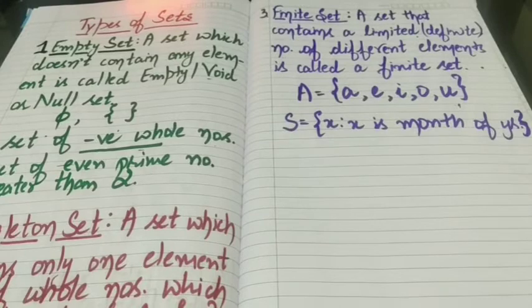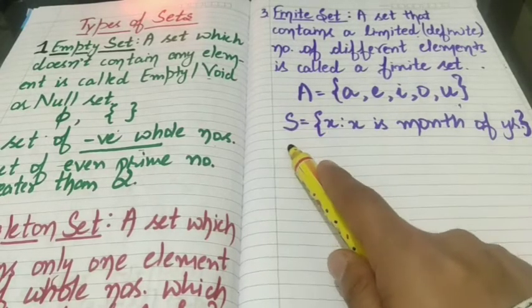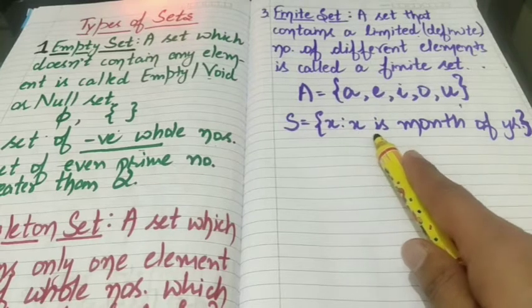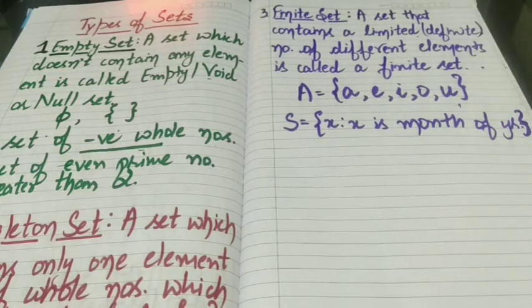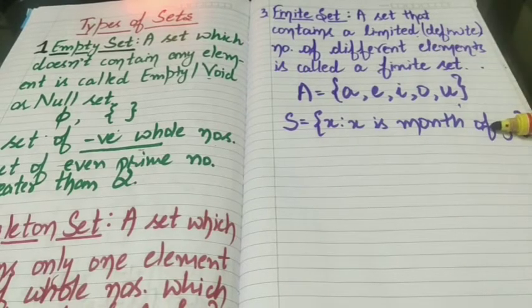Let us take one more example for finite sets. Let S be the set such that x is a month of the year. We know that in a year 12 months are there. The number of months in a year is 12, which is finite or which is definite. Since the number of months in a year is limited, that's why this is also an example of a finite set. We may have some more examples of finite set, like prime numbers less than 20. We know that again we have a limited number of prime numbers less than 20, so that is also an example of a finite set.